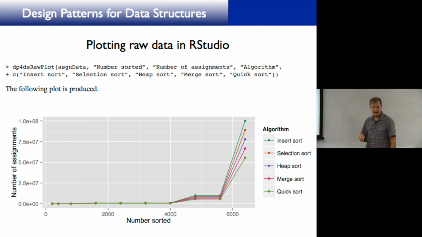And on this next slide, I have an example of how to plot raw data in RStudio. What you'll do is use the sort comp assign to take the performance data. And here's a little command line argument. It looks very long, but there's a nice history feature in RStudio, and you only have to type this out once. It's executing this dp4ds raw plot, which is a script I wrote for you to use.